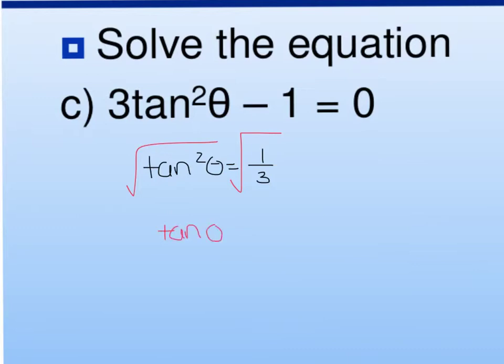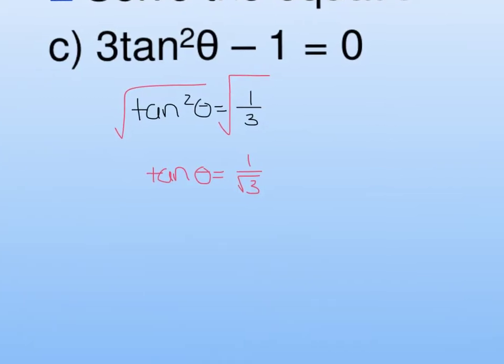We're going to get tan of theta equals 1 over root 3. You must rationalize your denominator. And your solution looks like this. Tan of theta equals root 3 over 3.